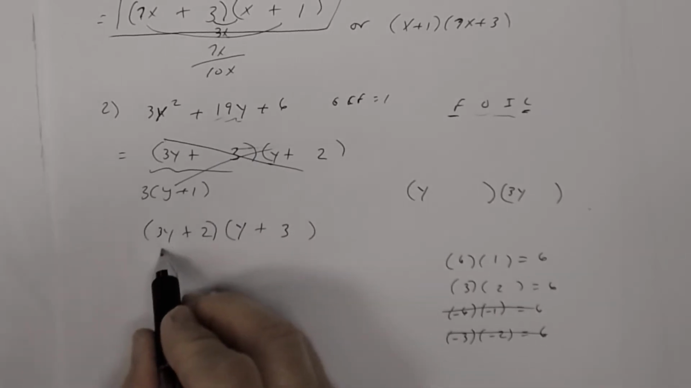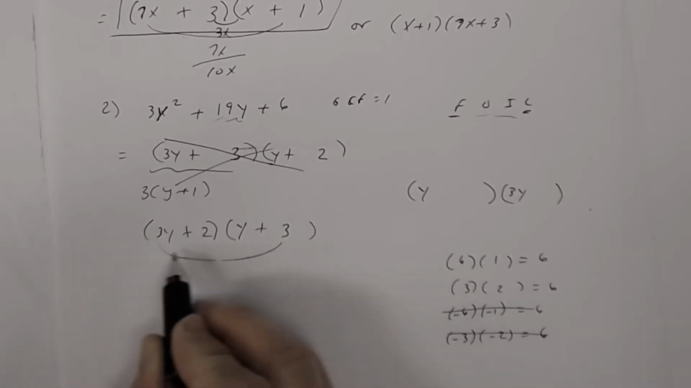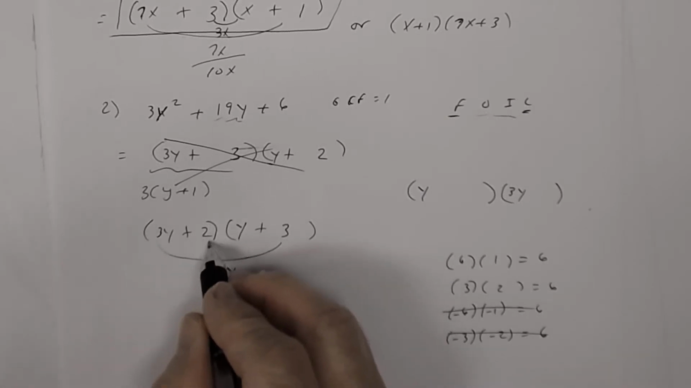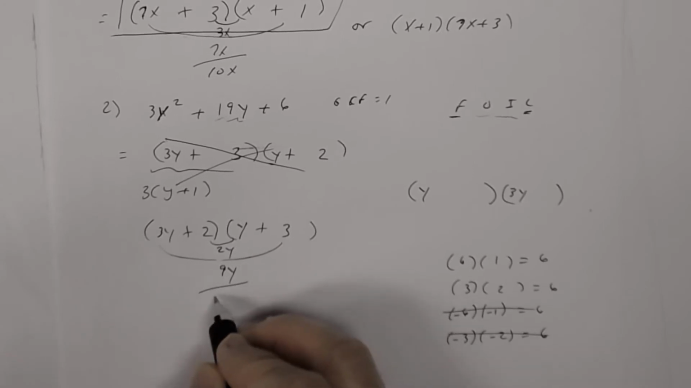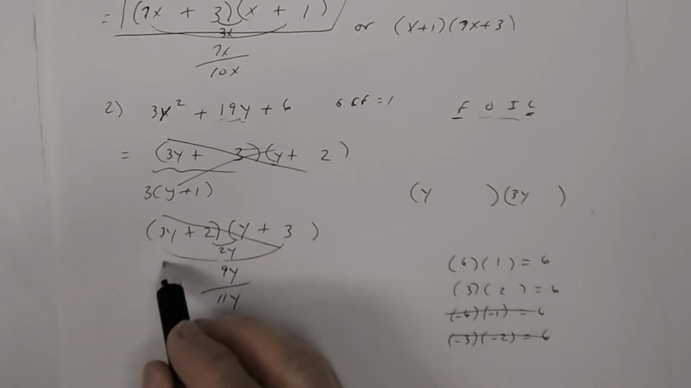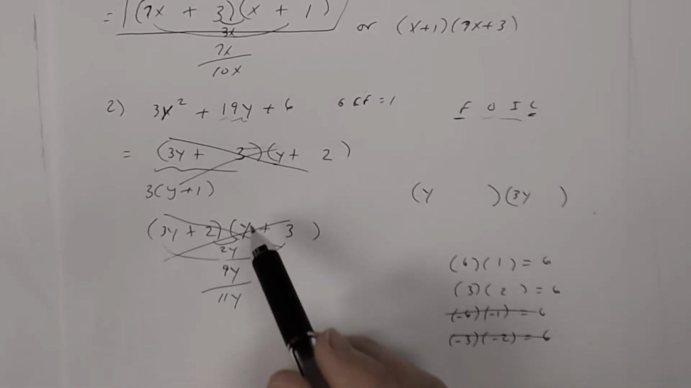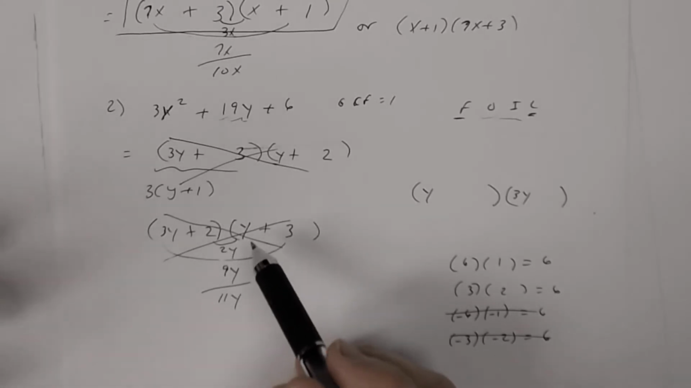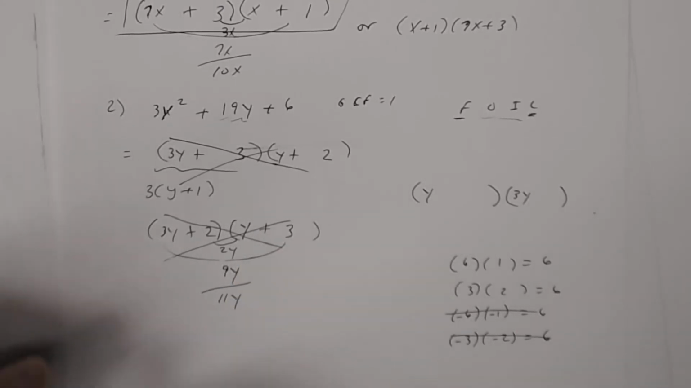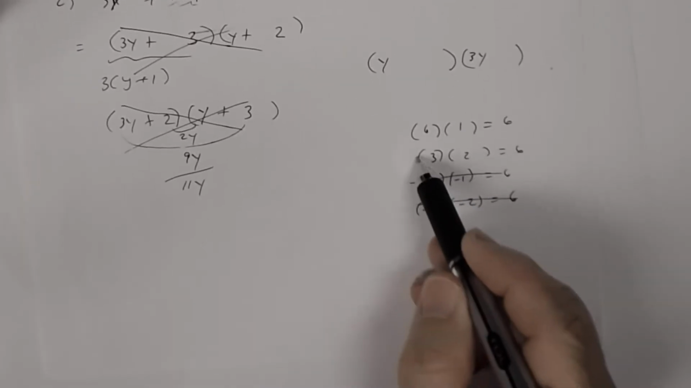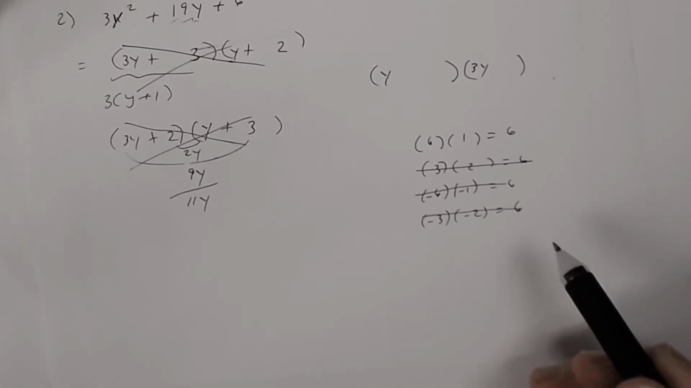So let's check it. What's the outer? The outer, 3y times 3, is 9y, right? That's the outer. What's the inner? 2y. When I add them up, I get 11y. Is that what I wanted? Nope, that is not what you wanted. So then, see the trial and error? Now again, as you do more and more problems, you're going to get pretty quick at this. You'll be able to tell right away what's going to work. So I know that 3 times 2 isn't going to work.